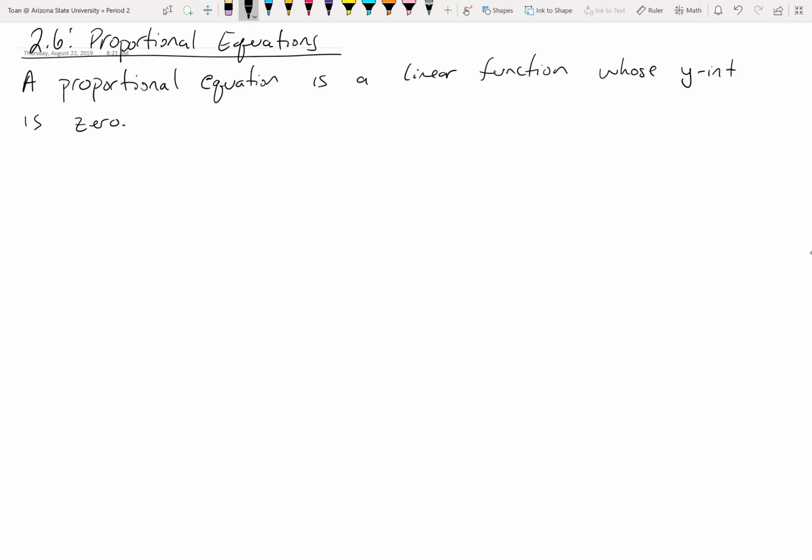Your b value is 0. So if you have a line whose y-intercept is 0, if you have a line whose b value is 0, we don't simply call it a regular line. It's simply a proportional equation. So y equals 2x would be a proportional equation. Y equals negative 1/3 x would be a proportional equation.